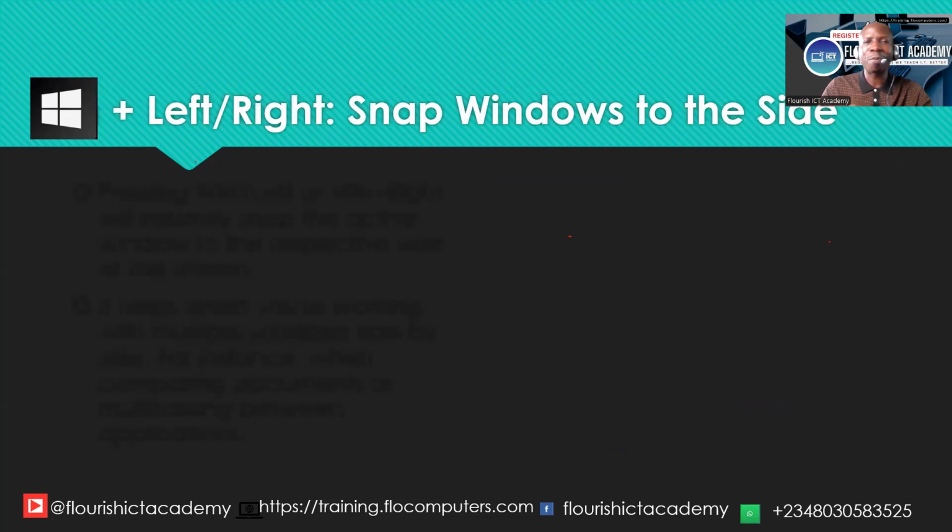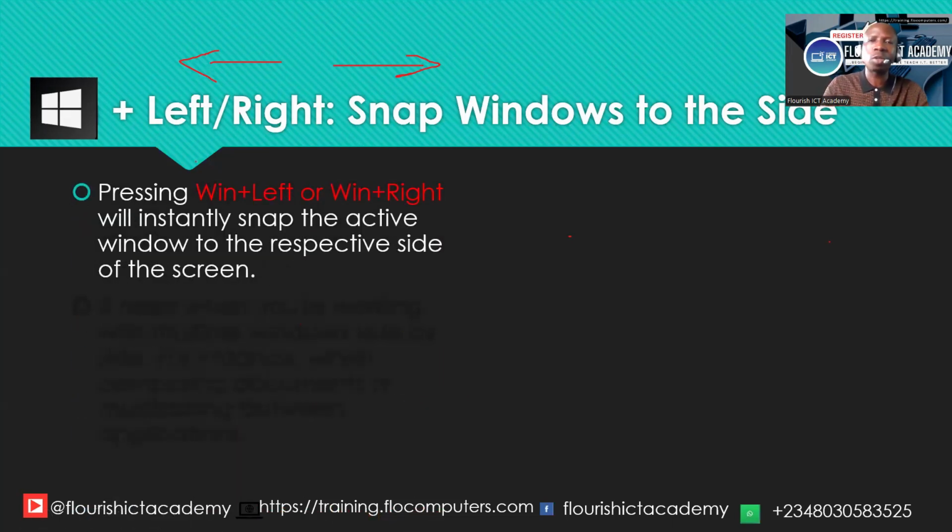Now, another important one is the Windows key plus left or right. Remember the left and right keys. I'm talking about this key. This is the arrow that goes to the right, and then this is the arrow that goes to the left. So if I press the Windows key and any of these keys, it's going to snap the window to the side. It snaps the window to the side, meaning that your screen will be divided into two.